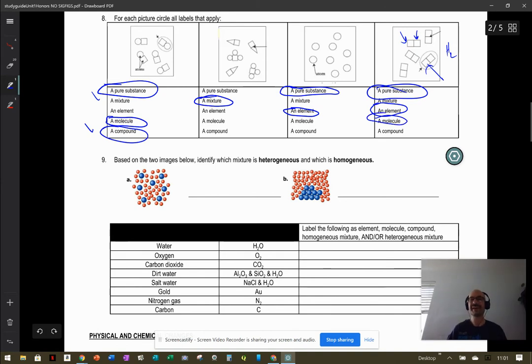Now, is it a compound? No, it cannot be a compound because we have the same types of atom in each particle. We have the square and square. Now, if we had something else like this square circle over here, okay, that's a compound. But in this example, this does not have a compound in it.